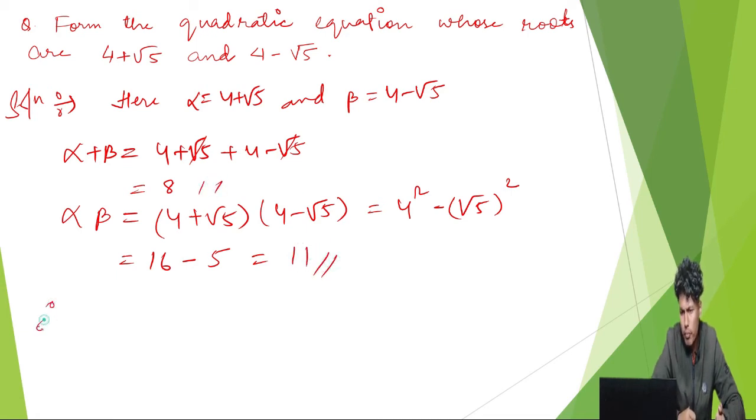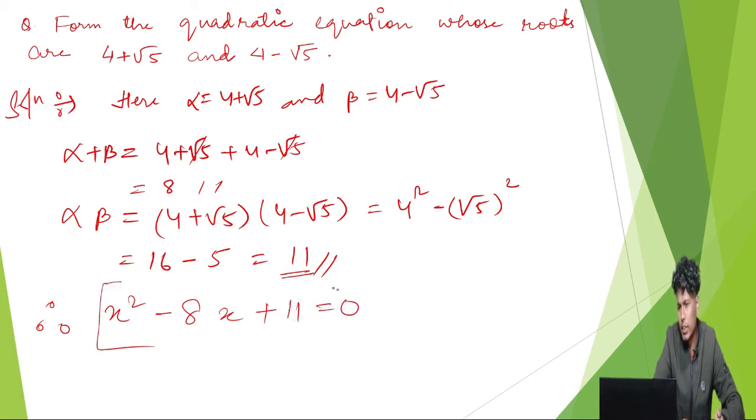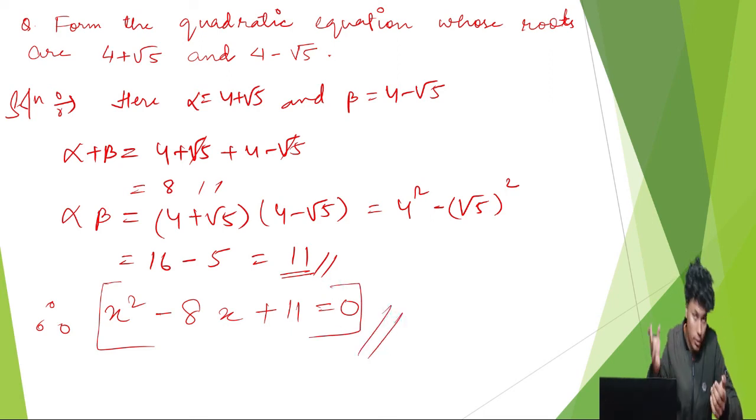So therefore x square minus, the sum of roots, that is 8x, plus the product of roots, alpha into beta, which is 11, is equal to 0. This is the equation which you need to find. You just apply the formula. That's all. There is nothing different from the previous question.